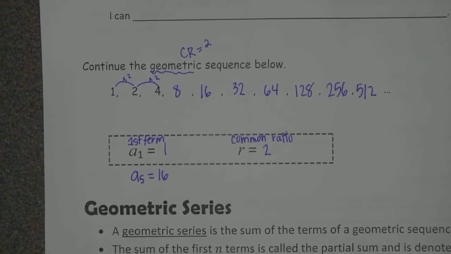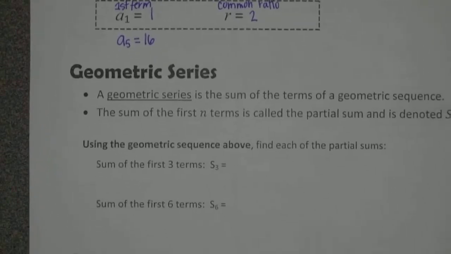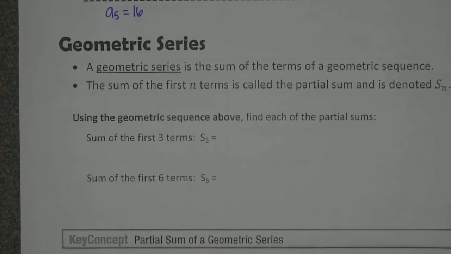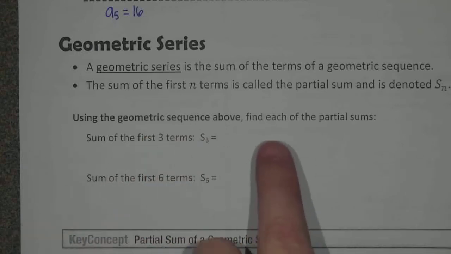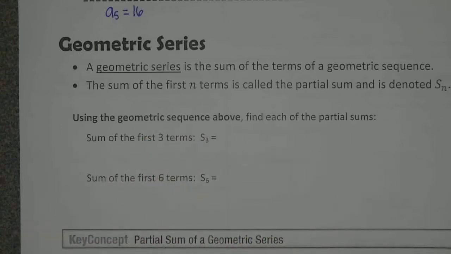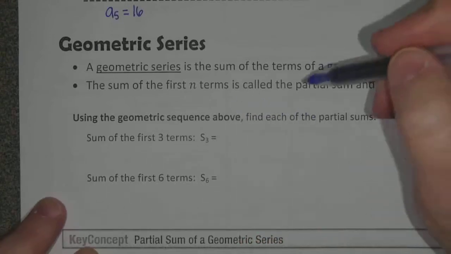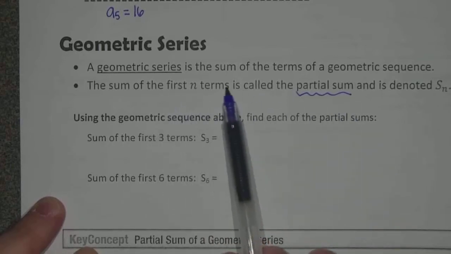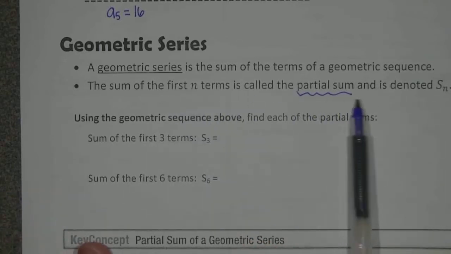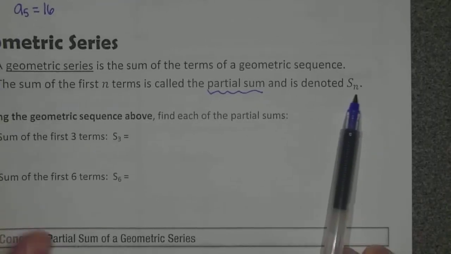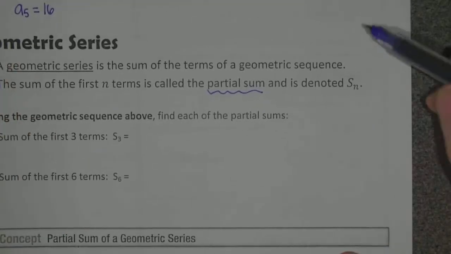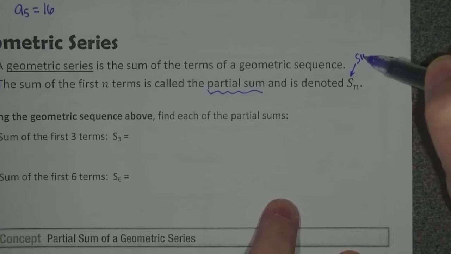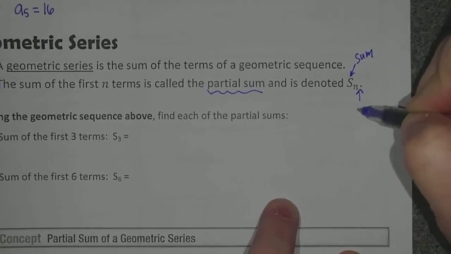Okay, so what we're going to do today is talk about series that are called geometric, so the ones that have that common ratio involved with them. A geometric series is the sum of all of the terms in a sequence. The sum of the first n terms is called a partial sum, and that's because we're not summing all of the terms, we're just summing a certain number of them. It's denoted S sub n, meaning the sum of the terms up to n.